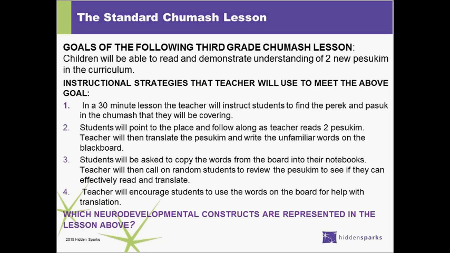So we're going to begin now by spending time looking at various Chumash lessons for the neurodevelopmental demands that are embedded within them. And we're going to start by looking at some of the standard techniques that are used for teaching Chumash. So the goal of the following third grade Chumash lesson is that children will be able to read and demonstrate understanding of two new psukim in the curriculum. Let's take 30 seconds now to read the following instructional strategies to yourselves that the teachers will use in order to accomplish their goal.